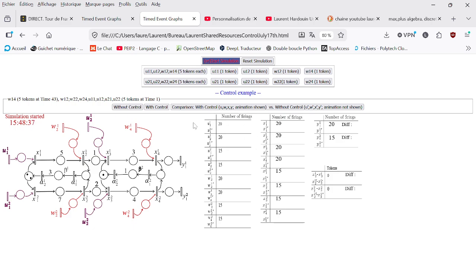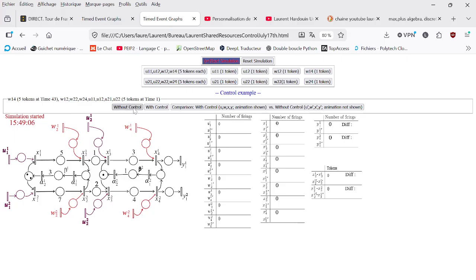To illustrate this, I'm going to consider a scenario here, which is given by this free button here. It's a control example where we assume that this furniture, we say that this uncontrollable input is fired only with 5 tokens at time 43, and the other furniture are fired with 5 tokens at time 1.